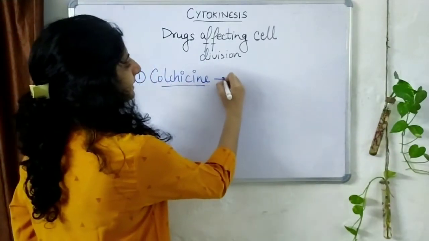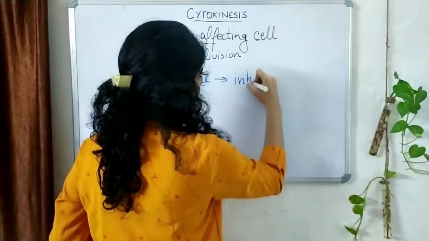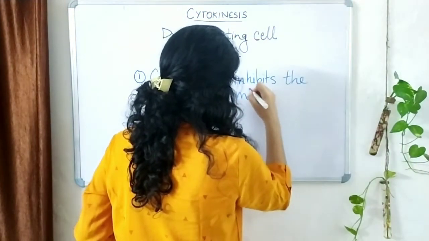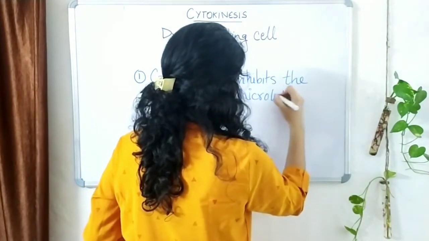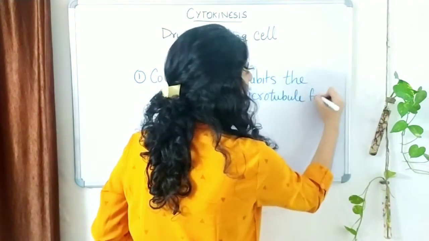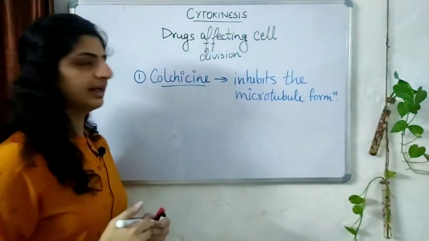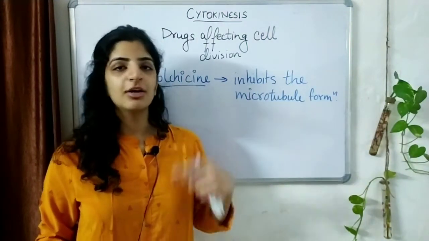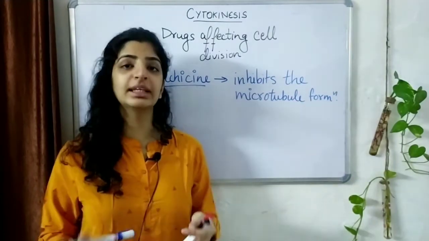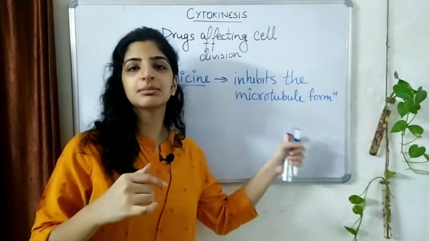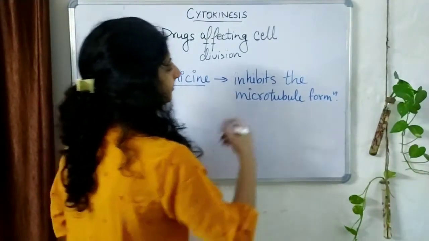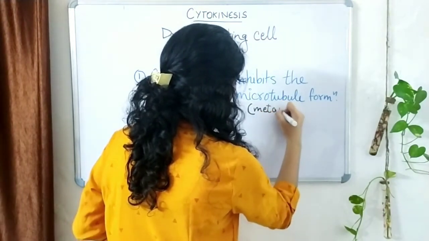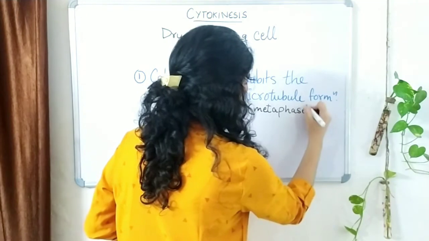What colchicine does is that it inhibits microtubule formation. And as you might remember, microtubule formation is very important for mitosis, where the chromosomes have to align in the middle with the help of their kinetochores and these microtubules. Therefore, we can say that it inhibits the metaphase of the cell cycle.